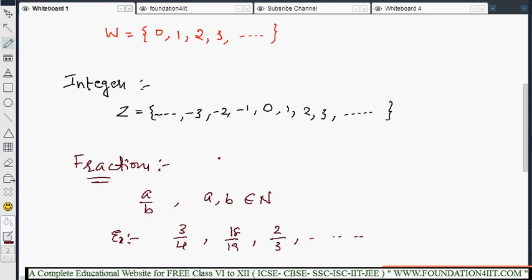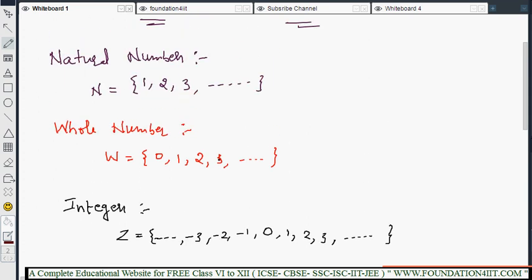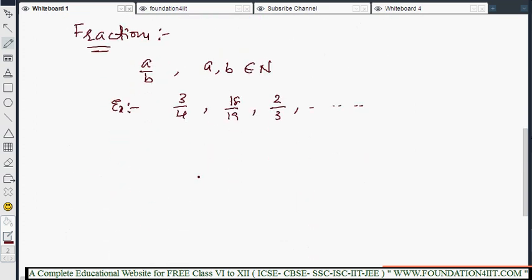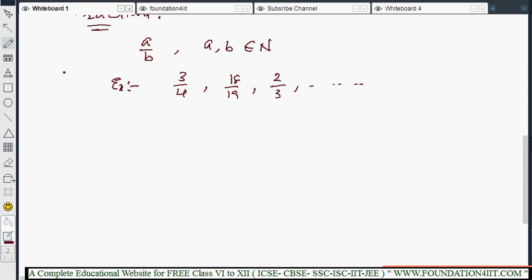So these are the topics you have studied already. Now we will start with our topic, rational numbers. How to identify rational numbers? We'll check it first.